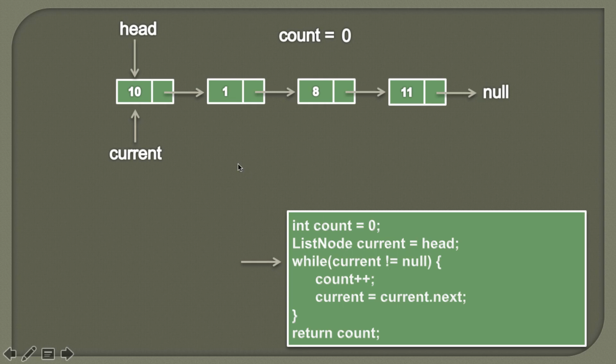So here you can see current is pointing to this first node, therefore it's not equal to null. Therefore the condition in the while block comes out to be true. So in the first step, we'll increment the value of count by 1. Moving ahead.